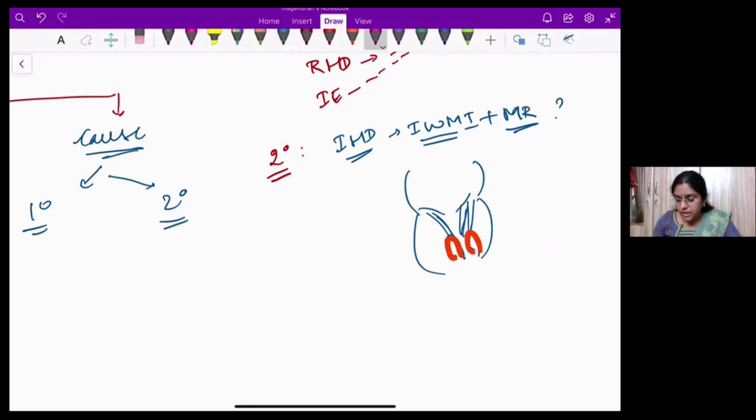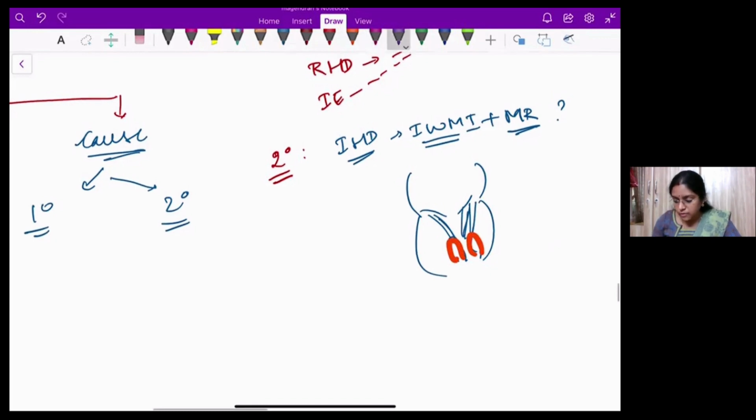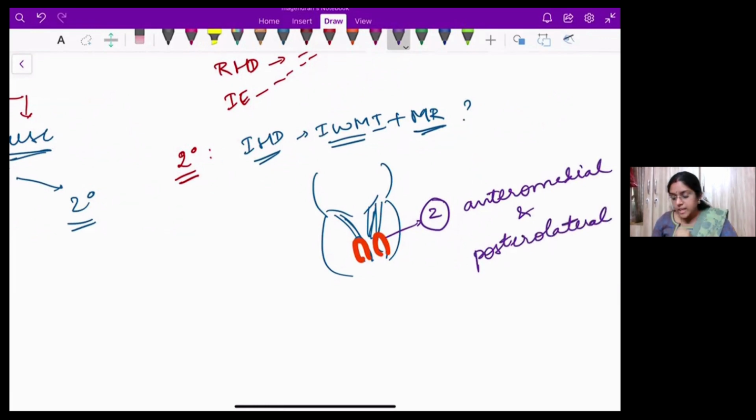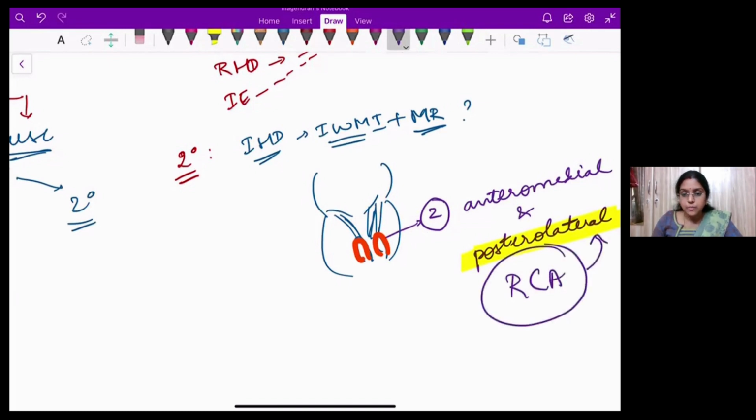These papillary muscles are of two types, two in number, with two locations: anteromedial and posterolateral. What happens is this posterolateral papillary muscle is actually supplied by the right coronary artery. This posterolateral papillary muscle is supplied by the right coronary artery.